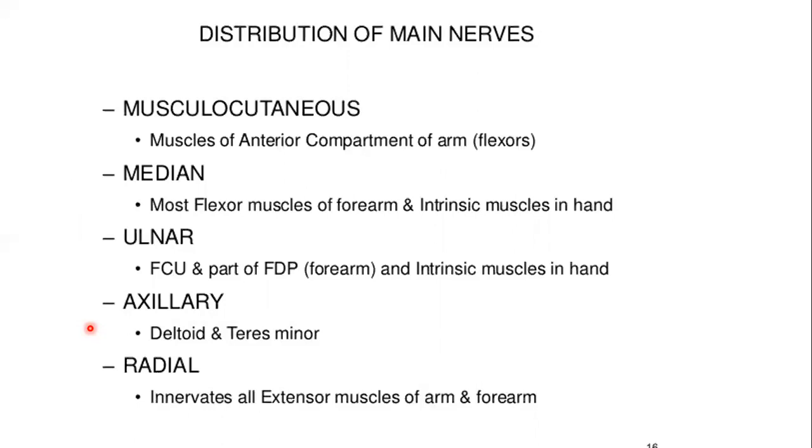Now the distribution of the main branches of the brachial plexus. Sorry for the slight interruption. Let's continue. This slide shows just an overview of the distribution of the main nerves that are the terminal branches of the brachial plexus, namely the musculocutaneous nerve, median nerve, ulnar nerve, and axillary nerve, and the last one, the radial nerve.